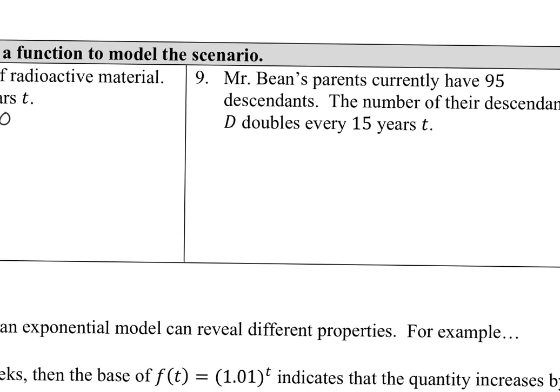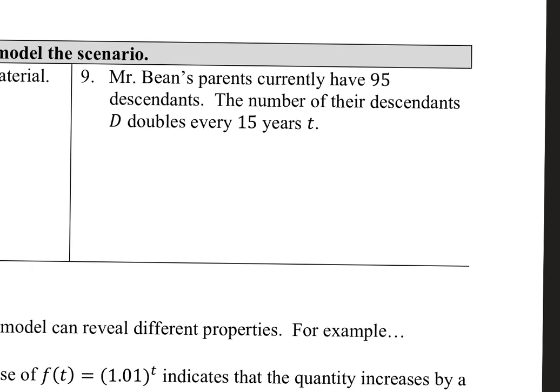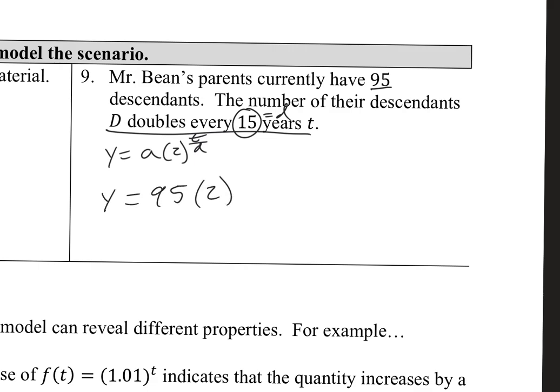Okay, that's a half-life. Let's talk about the doubling life. Mr. Bean's parents currently have 95 descendants. The number of descendants doubles every 15 years. So my basic doubling formula is 2 to the T over whatever the doubling rate is, and it's happening every 15, so that's my doubling rate. So Y equals the initial amount of 95, and we're going to double that every 15 years.